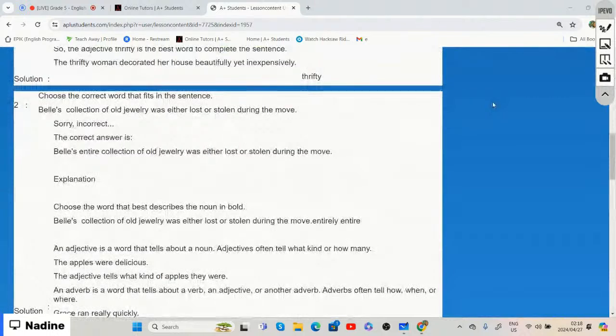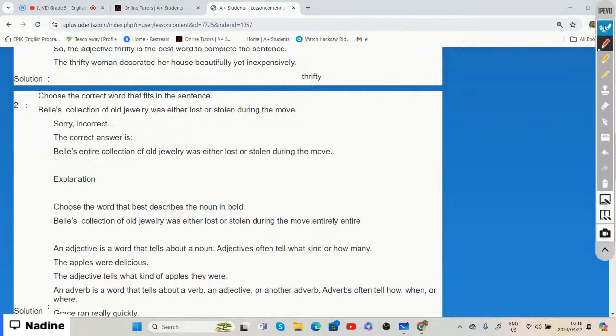All right, so Belle's collections of old jewelry was either lost or stolen during the move, right? So in this case, just off the bat, we can say Belle's entire collection of old jewelry was either lost or it was stolen during the move.